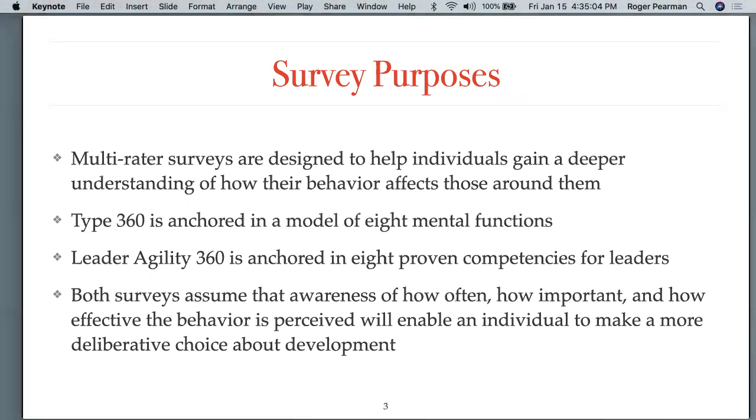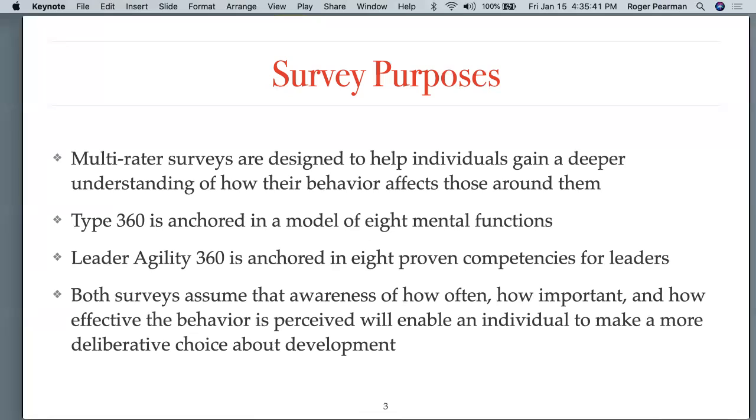The survey purposes in general, like all multi-raters, if they're well-designed tools, really are designed to help an individual gain a deeper understanding of how their behavior affects those around them. Further, Type 360 is anchored in a model of 8 mental functions, the argument being that yes, some of those are very much preferred, but the others are available to use, and learning to use those and how we use those can be extremely important in elevating our personal agility.